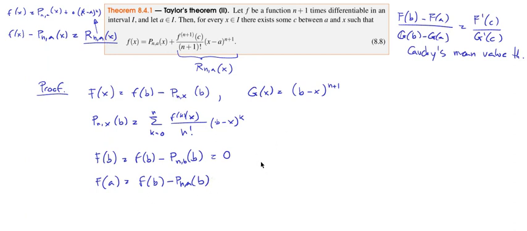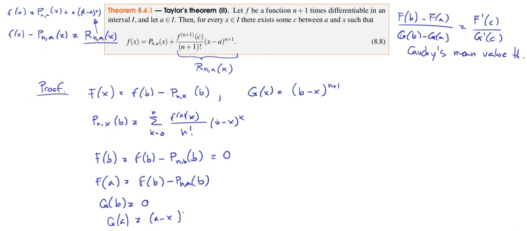And then we have G at b is going to be 0 again, and G at a is going to be (b minus a) to the n plus 1, right? Is this correct? Yes.